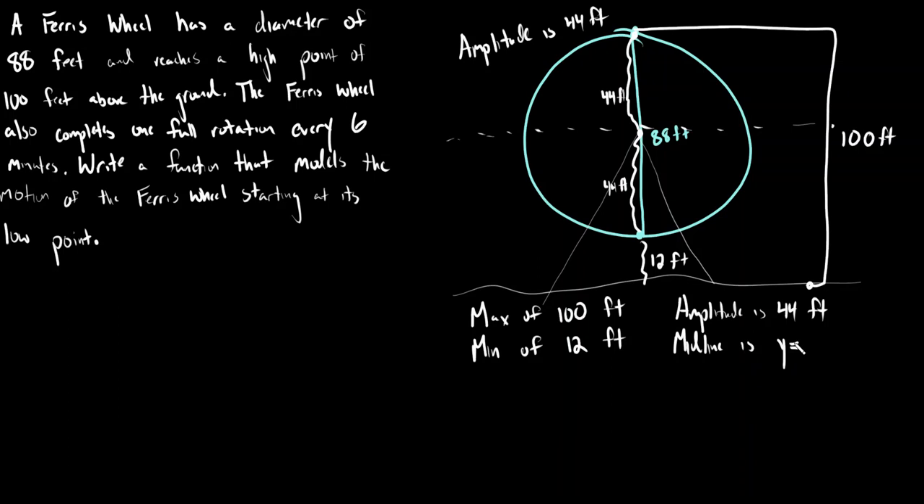If we think about the value that's right in between our max and min, or I can just go 44 below our max or 44 above our min, that would end up giving me that this distance right here, this midline, is 56 feet. If I do 100 minus 44, I get 56. If I do 12 plus 44, I get 56. So our midline is y equals 56, and I guess I'll say feet. So the center of the Ferris wheel is 56 feet above the ground. So that actually gives us a lot of information.